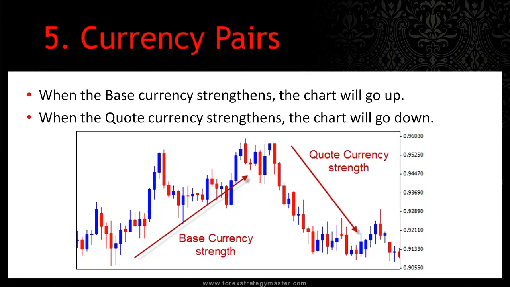Now, this is an example of a chart. We'll take a look at how this is reflected on an actual chart. So when the base currency strengthens, as you can see from the bottom left to the middle upper part of the chart, the base currency becomes stronger. The chart rises. Now, when the quote currency strengthens, the chart will go down. As the quote currency gets stronger, the base currency in comparison gets weaker. So the chart will drop. So from the middle of the chart down to the lower right-hand side, we see an instance where the quote currency strengthens, and in comparison, the base currency weakens.